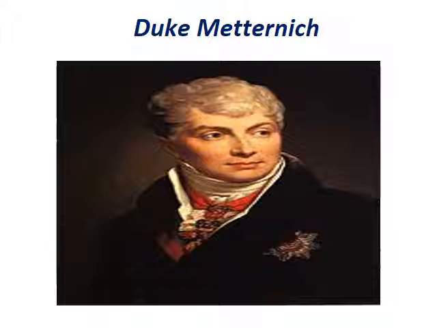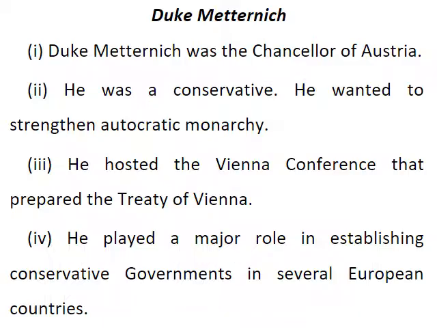Duke Metternich. He was Chancellor of Austria. He was a conservative. He wanted to strengthen autocratic monarchy. He hosted the Vienna Conference that prepared the Treaty of Vienna. He played a major role in establishing conservative governments in several European countries.